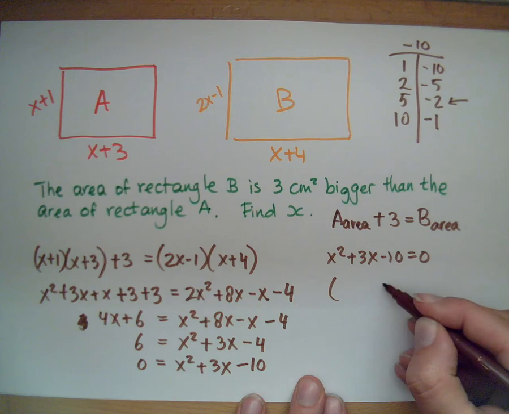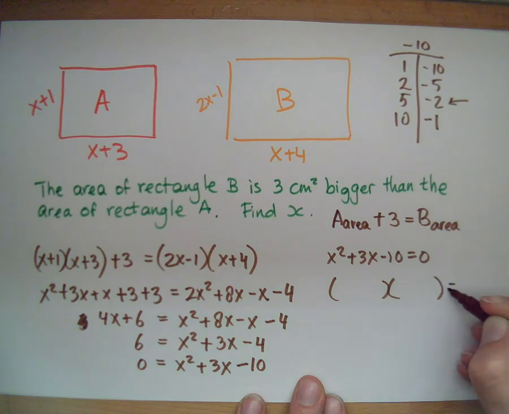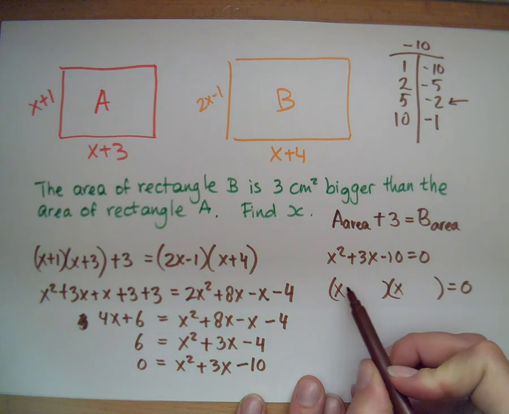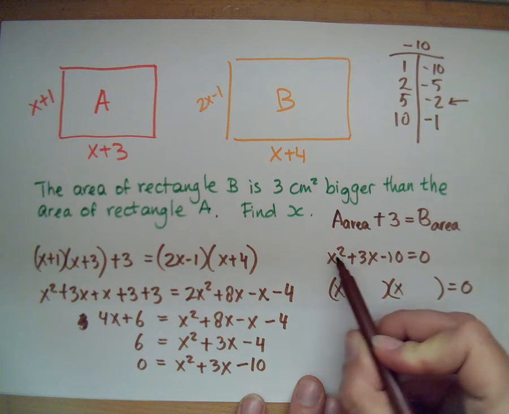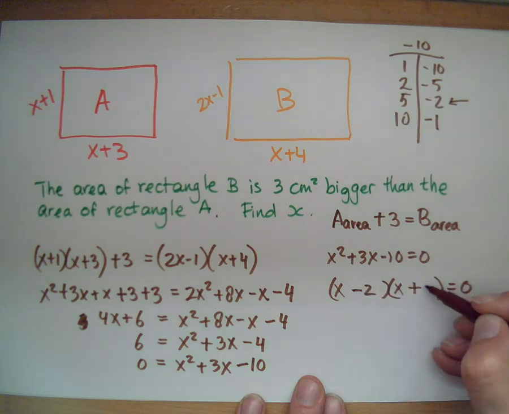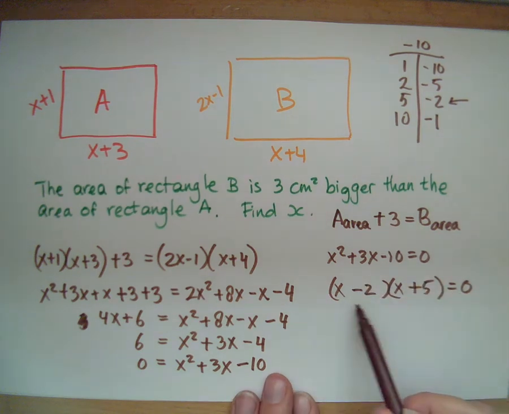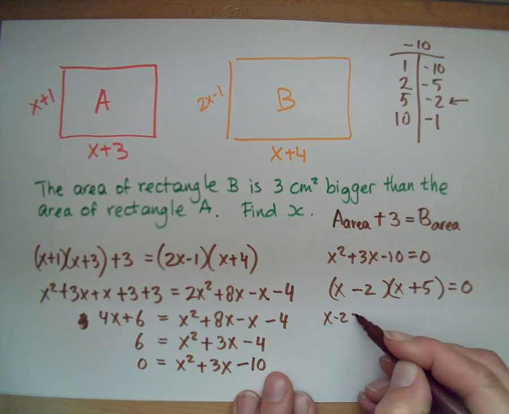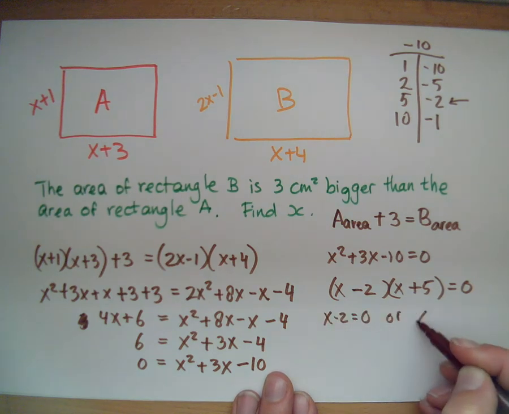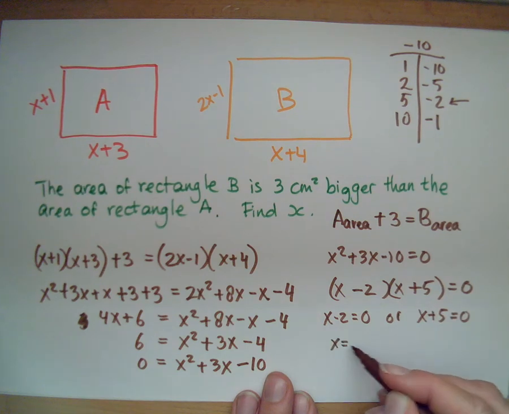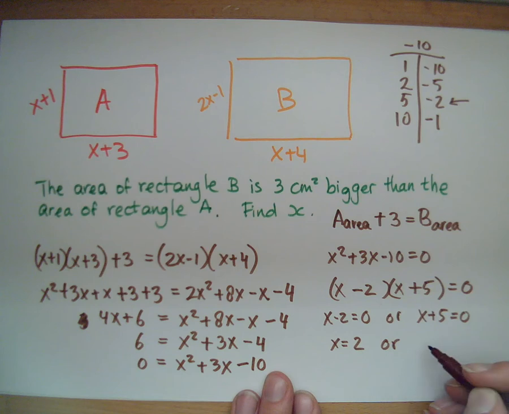Of course, I should have done this first. X times x gives that. Negative 2 plus 5. Then I'm going to set each of the factors equal to 0. So either x minus 2 equals 0 or x plus 5 is equal to 0. This would mean that x is 2, and this would mean that x is negative 5.